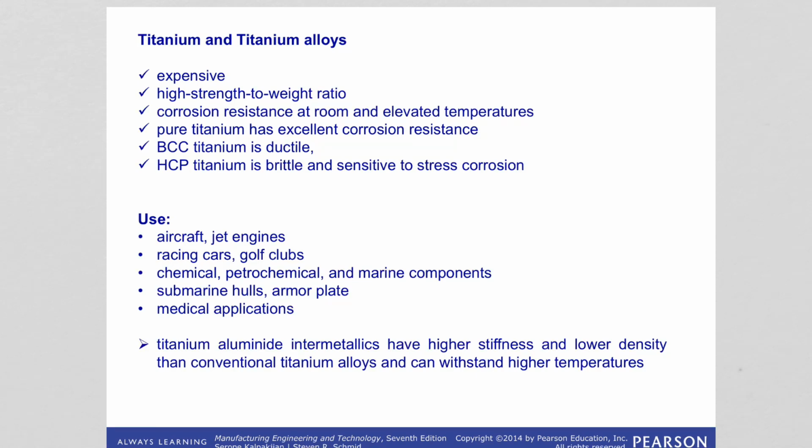Where do we use them? In aircraft, jet engines, racing cars, golf clubs, and chemical, petrochemical, and marine components, submarine hulls, armor plate, medical applications like implants that we put into our bodies. And titanium alloys can withstand surface temperatures of up to 550 degrees C, and they can preserve their properties at these temperatures for a long period of time.